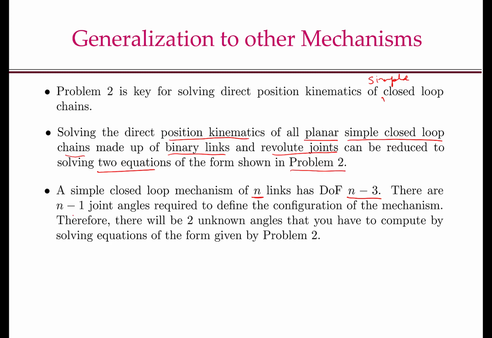And you just saw that it is true. If we know the 3 angles, theta 2, theta 3, and theta 4, we can know any point on the mechanism in the global coordinate system. Therefore, there will always be 2 unknown angles, n minus 1 minus n minus 3. You have to compute these 2 unknown angles by solving equations of the form given by problem 2. We just saw the case of n equal to 4. In the homework, we will see the case of n equal to 5.